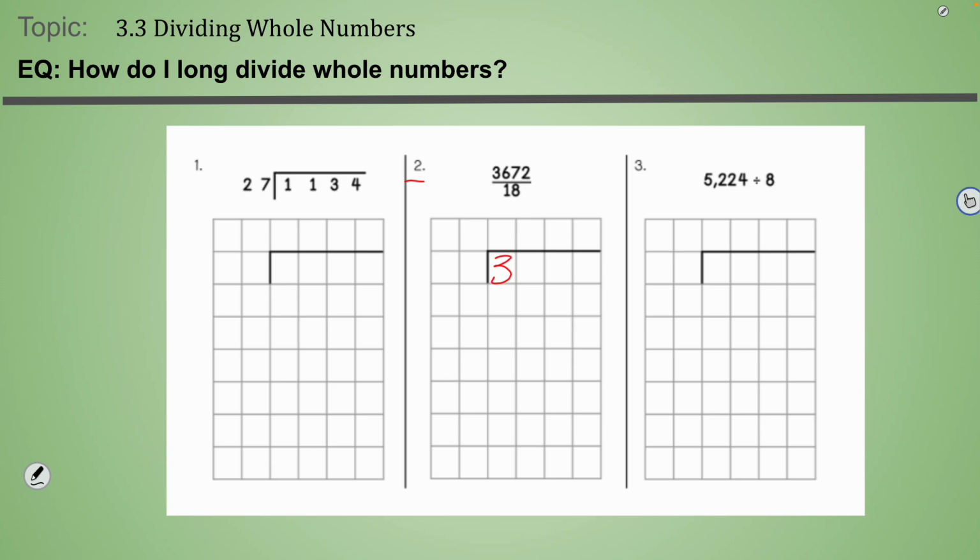So we have 3,672. We write it under the long division sign. Then we write 18, the divisor, on the outside. I think to myself, ooh, 18. So that's a bigger number.